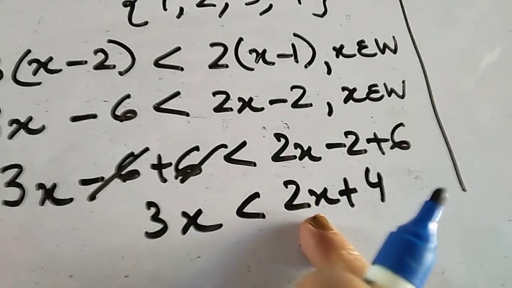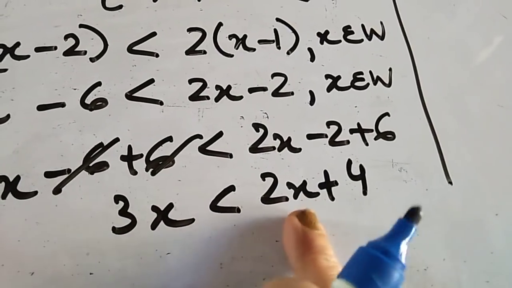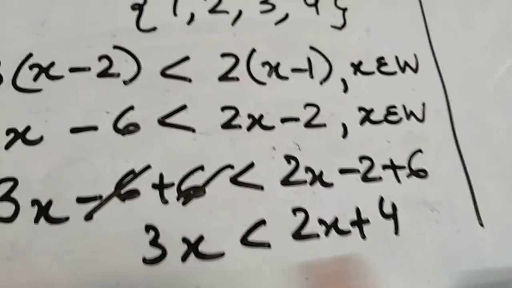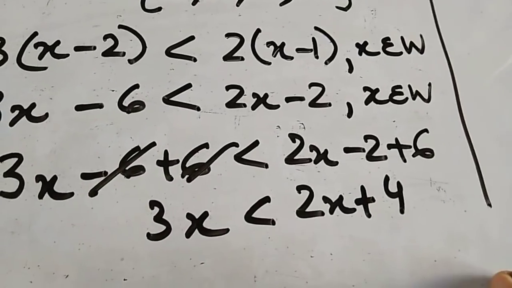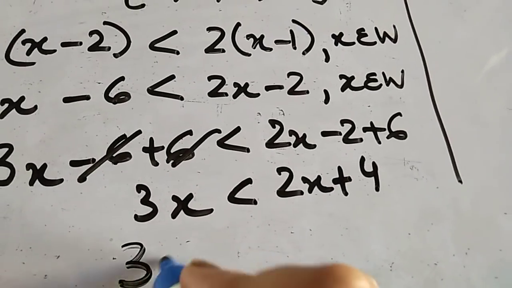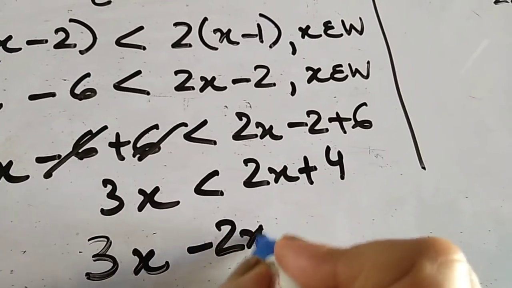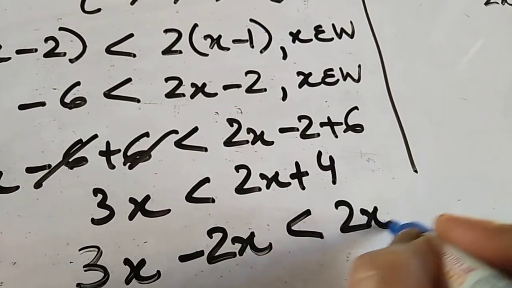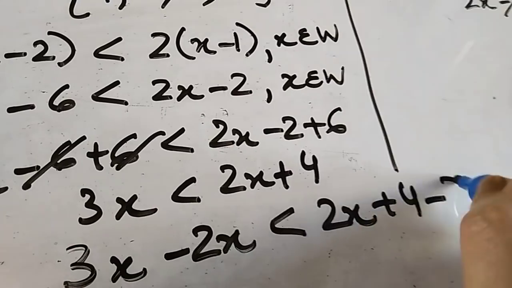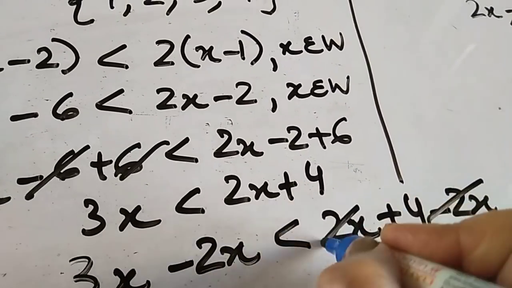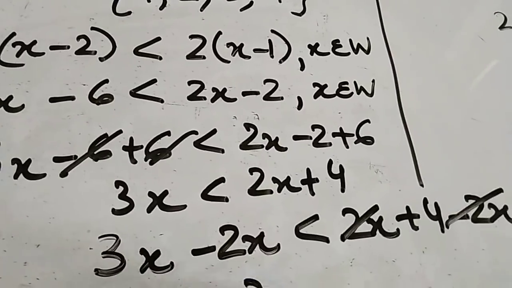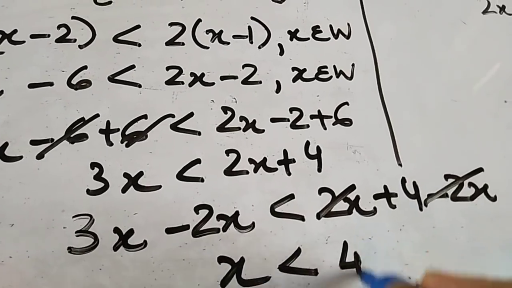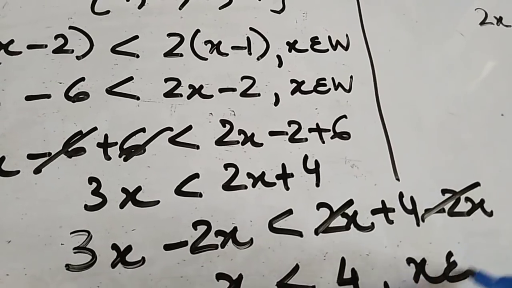Now it's time to remove this 2x. Bring 2x on one side. So we subtract 2x from both sides. Subtracting 2x from both sides, you get 3x minus 2x is less than 2x plus 4 minus 2x. Now see, this 2x cancels. You get x is less than 4, and x belongs to whole numbers.